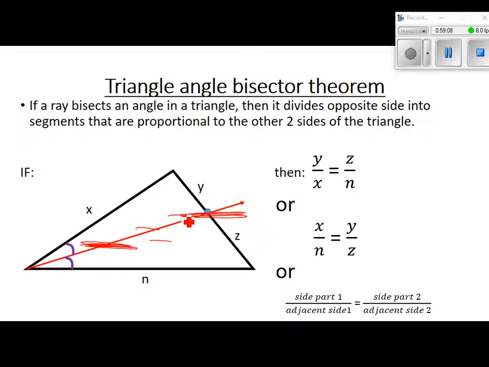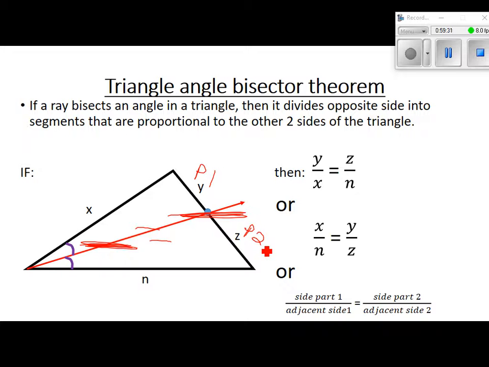Down here at the bottom, I wrote it out in words, side part 1. What I mean is the side, it's split into 2 parts. This is part 1, that's part 2. Side part 1 over the side that it's adjacent to. Adjacent, what's adjacent mean again? Where they're hooked to, right?